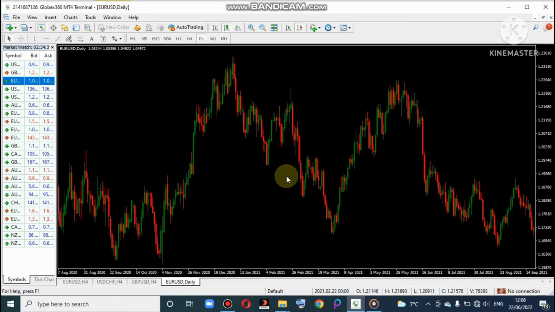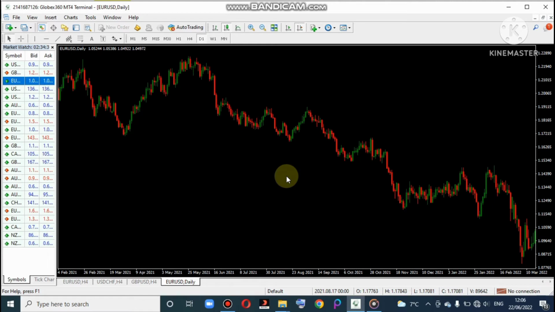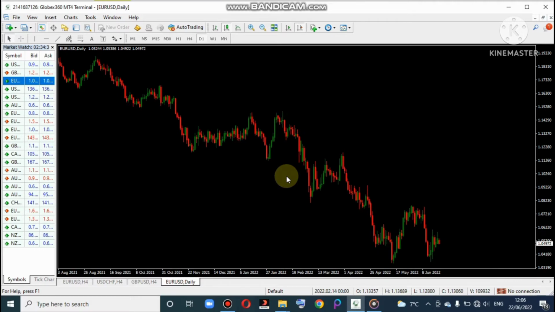Trend lines are paying, guys. Believe me when I say that. So it's wise for you as a beginner, or even if you are not a beginner, to use trend lines. Trend lines are very useful, guys. They are all over and they are everywhere.